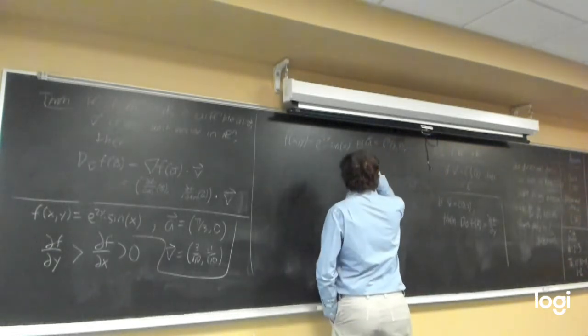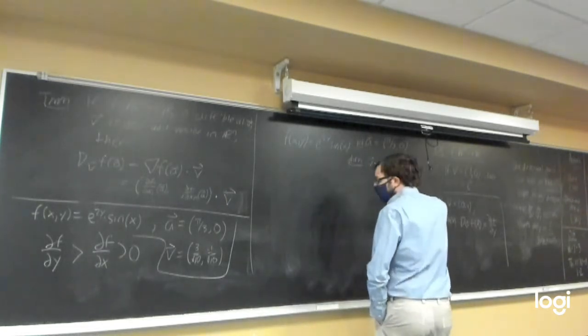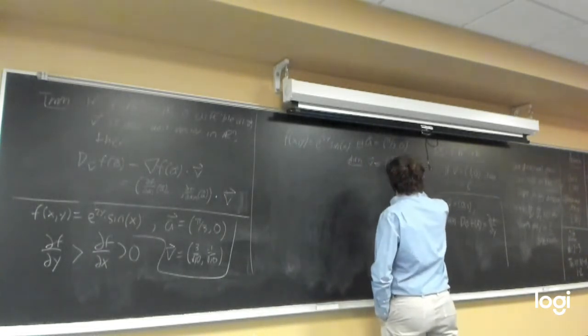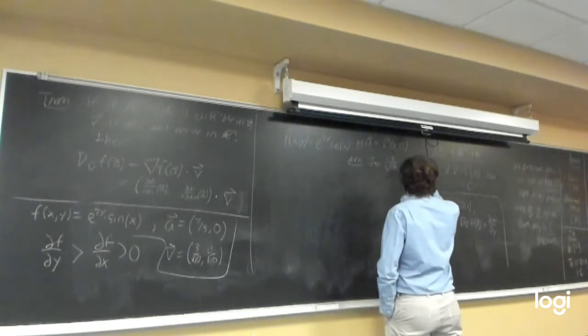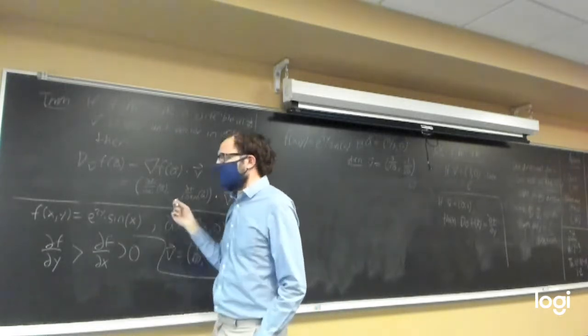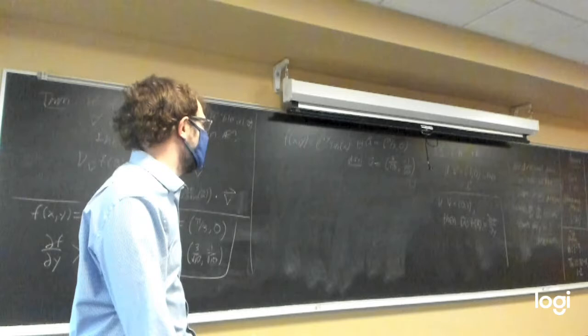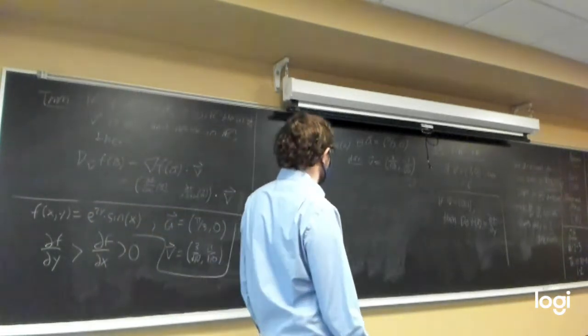And the direction we're going to be traveling is in the direction of v equals 3 over root 10, comma, negative 1 over root 10. And our goal is going to be to find the directional derivative of f if we were to travel in the direction of v starting at A.